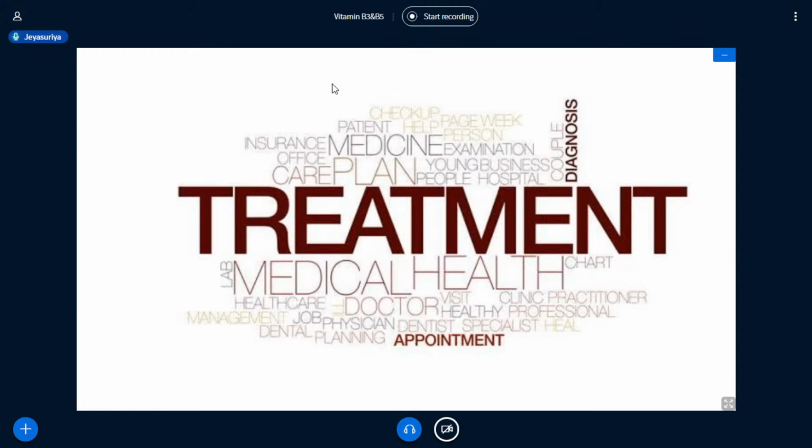So, moving on to the clinical features: diarrhea and mental changes could be seen in the initial stages for the diagnosis of this vitamin B3 deficiency. Now, how could it be prevented?